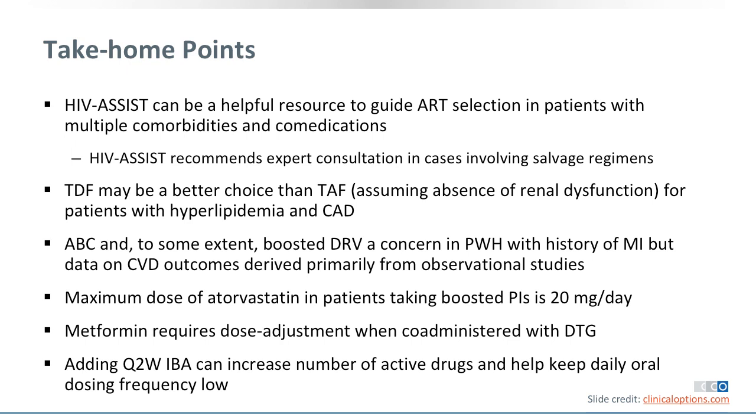Just making the point that TDF is more favorable for lipids than TAF, and that's built into the algorithm. It's not super clear what the clinical endpoints associated with that are. And then abacavir, and to some extent boosted darunavir, potentially based on observational data, may be a concern in people with HIV with a history of MI, but sometimes you do not have other choices. And the maximum dose of atorvastatin in people on boosted darunavir is 20 milligrams daily. So the first thing you would do to his 80 milligrams of atorvastatin would be to decrease it if you were switching into this regimen.